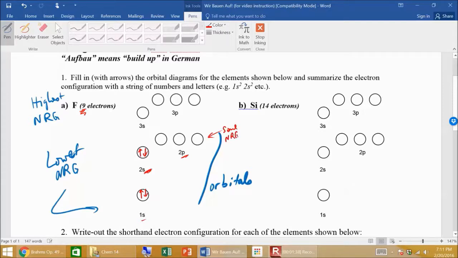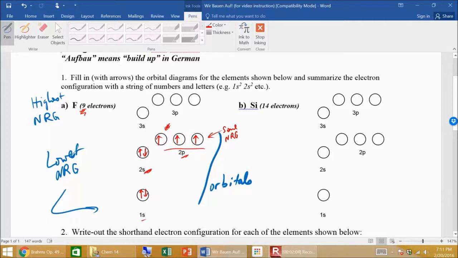When you have orbitals of the same energy, electrons will spread out. So there's electron number 5, there's electron number 6, there's electron number 7. So a common error is for people to double up on these orbitals when they shouldn't. Spread them out if they're even in energy. See how these are even in energy? Spread them out.